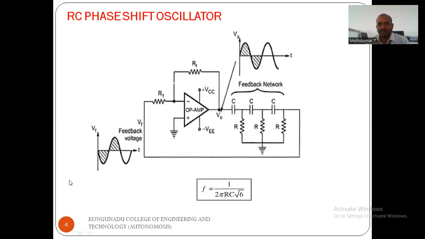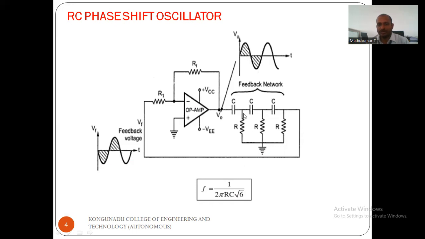This is the circuit diagram of the RC phase shift oscillator. This is the operational amplifier, working in the inverting mode of operation. We are giving positive feedback to the inverting terminal with the help of resistance R1. RF is called the feedback resistance. This is the RC network; R and C provide the feedback RC network.